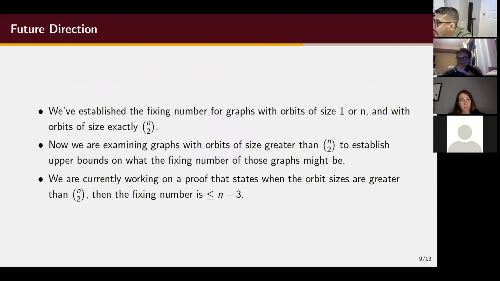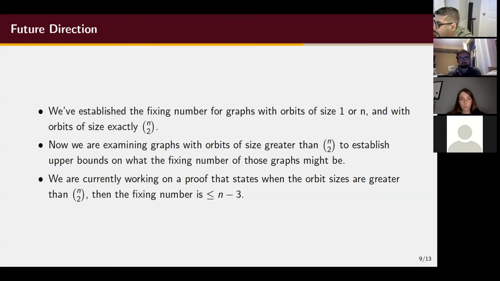So we've established the fixing number for graphs with orbits of size 1 or n, and we've established the fixing number for graphs with orbits of size exactly n choose 2. Now we're examining graphs with orbits of size greater than n choose 2, so we can hopefully establish their fixing number or establish some kind of an upper bound on what the fixing number of those graphs might be. We're currently working on a proof that states that when the orbit sizes of these graphs are greater than n choose 2, then the fixing number is less than or equal to n minus 3.